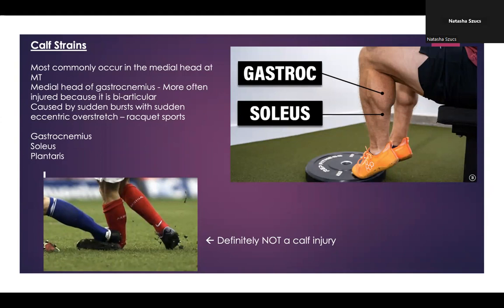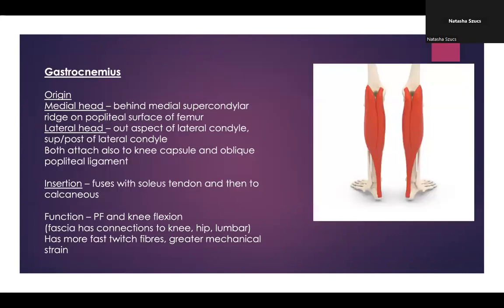So is the lateral head, excuse my anatomy, not going to the back of the knee? Oh yeah. Both of them? There it is. Yeah. So it does, but the medial head is more vulnerable.